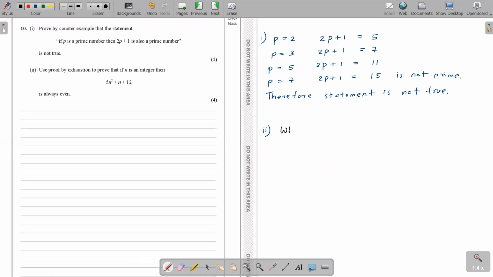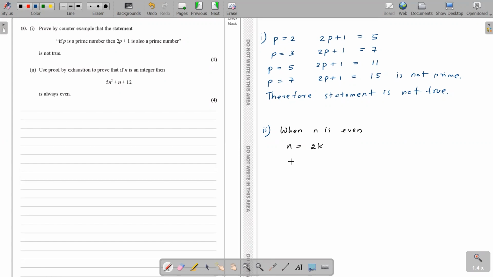Okay, so when n is even, what happens? When n is even, so let's consider n equals 2k. Okay, so let's take when n is 2k. Even means a multiple of 2, right? Shall we replace the n with 2k here? Yeah, we'll replace n with 2k. So what do we get here?